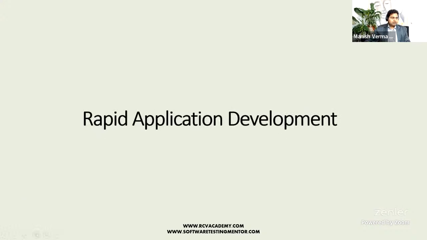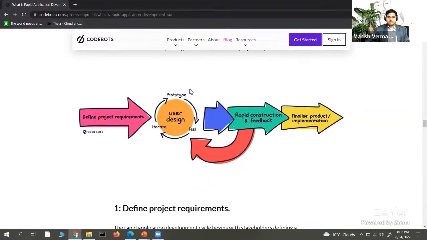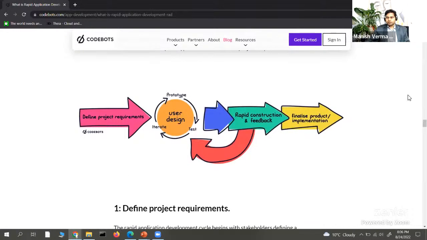I have an image here, which is very helpful. Let me pull it up. This is from CodeBot. It's a nicely written article from this particular website. If you want to read all of that, you can go through it. But briefly, if we talk about rapid application development, the core idea is kind of similar, and it is an iterative development approach. It is kind of a pre-phase, you can say, of agile software development.